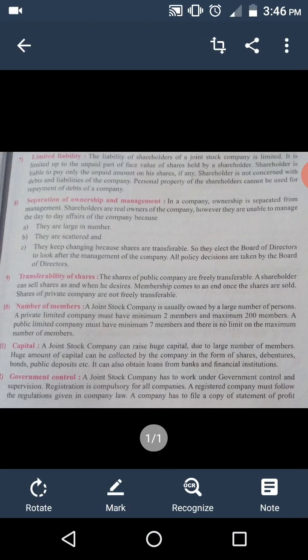Next, government control. As per Companies Act 2013, the company business must be registered. Without registration, company business cannot start. So company business works under government control and supervision. Registration in corporation is compulsory for all companies. A registered company must follow the regulations given in company law.